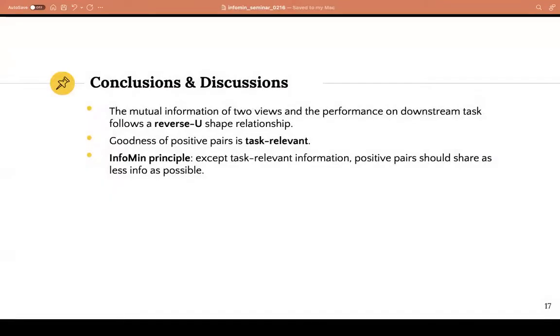Here are conclusions. The first is the mutual information of two views and the performance on the downstream follows a reverse U-shaped relationship. And the goodness of positive pair is task relevant. That's quite important. That will help to design how to select positive pairs. And the InfoMin principle, the positive pairs should share as less information as possible, except the task relevant information.